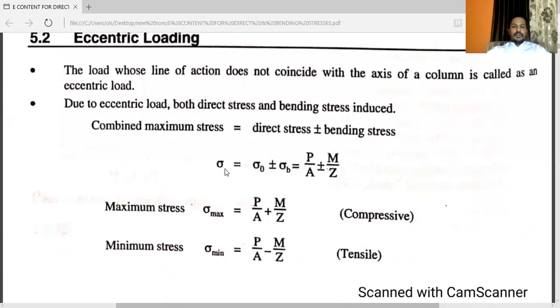It's nothing but combined maximum stress is equal to direct stress, that is sigma naught, plus or minus sigma b. Direct stress is equal to P upon the cross-sectional area. And bending stress is nothing but M upon Z. So maximum stress, sigma max, is equal to P by A plus M by Z, compressive. The minimum stress, sigma min, is equal to P by A minus M by Z, tensile.